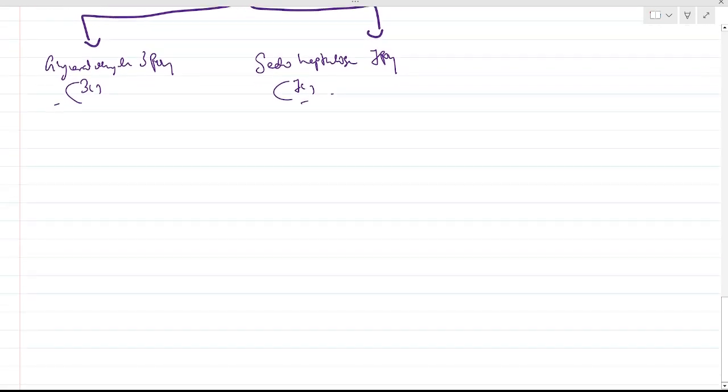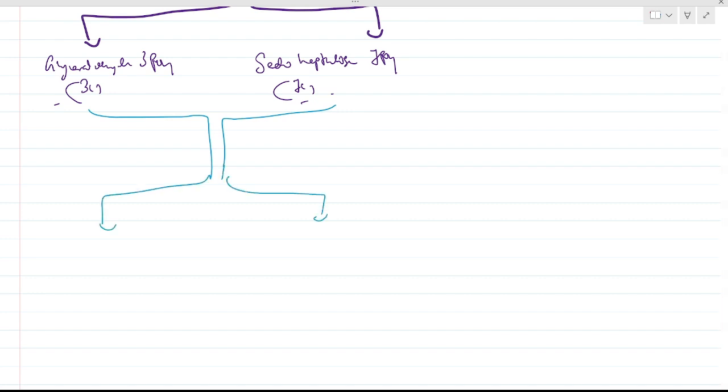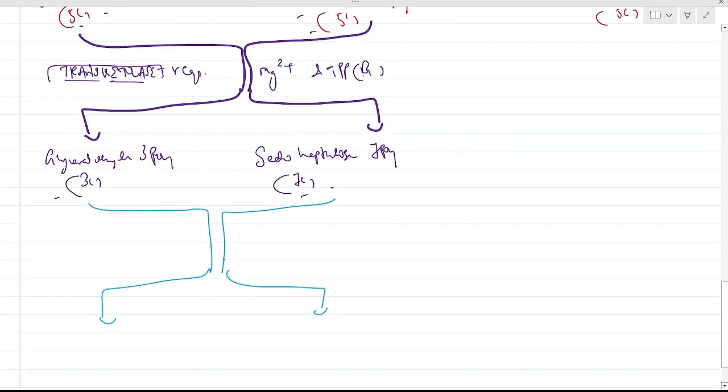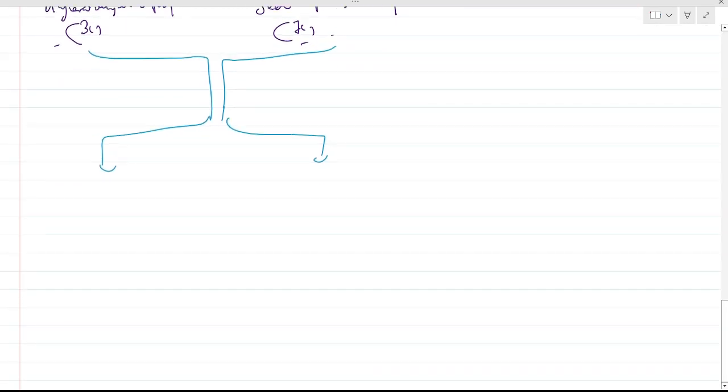Again, following this step, these two compounds combine to produce two different compounds. And what is the enzyme here? Previously it was transketolase, here it is transaldolase.